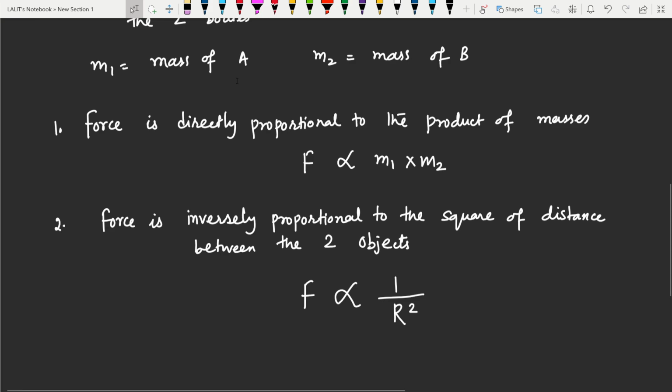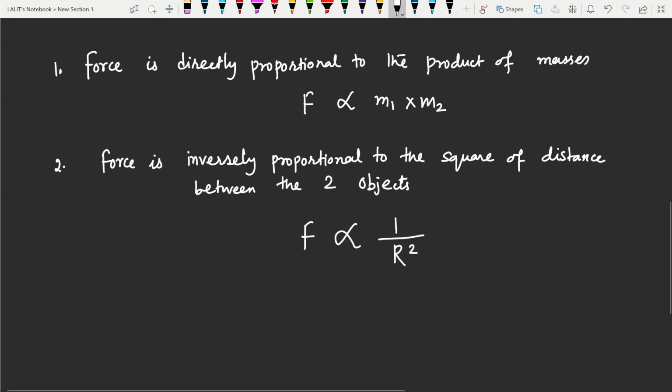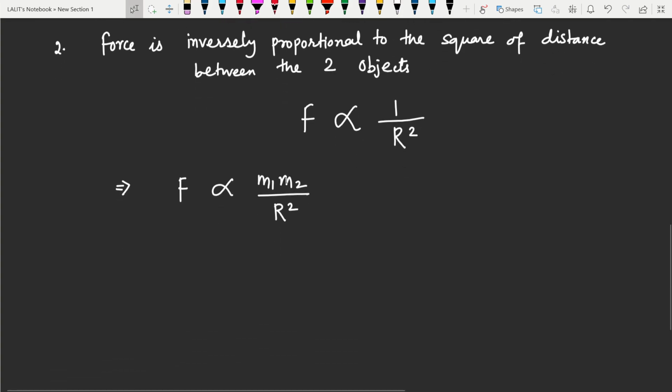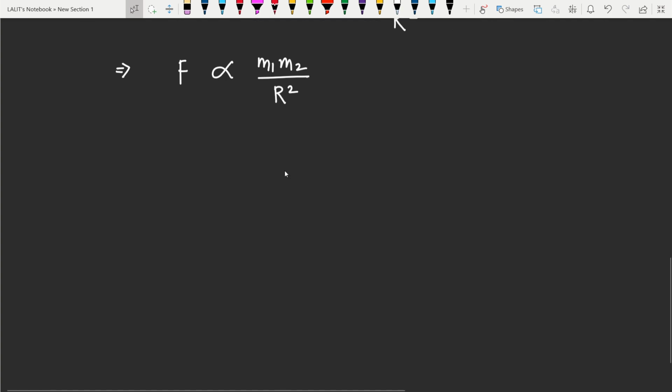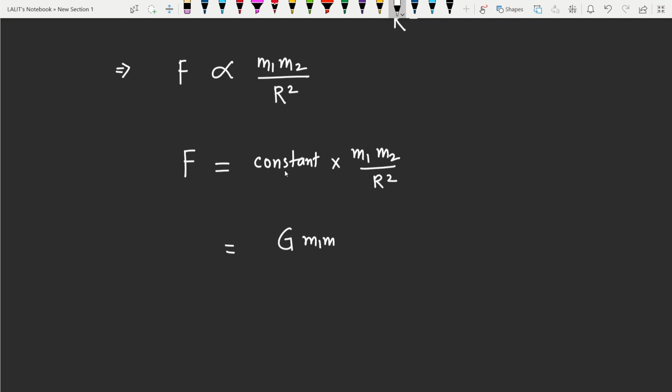So let us combine these two statements now. Combining both of them, we get F is proportional to m1 m2 divided by r square. Now mathematically, the proportionality sign can be replaced with an equal to sign. So F is equal to, when we remove the proportionality sign, we put some constant, multiplied by m1 m2 by r square. This constant is represented as G, so F is equal to G m1 m2 by r square.